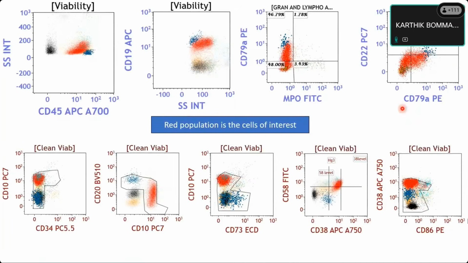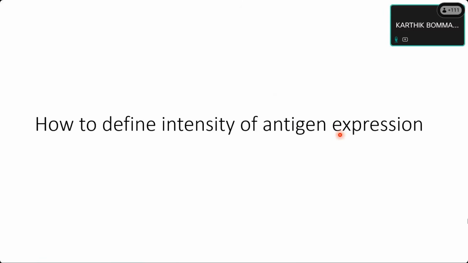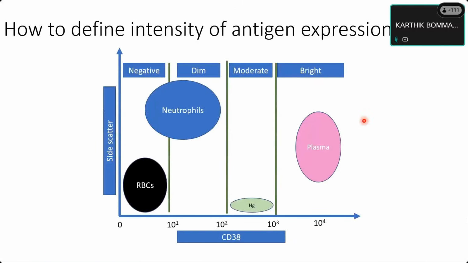Right. So the red population is the cells of interest. Before going to this, I just want to describe how we identify intensity of antigen expression. You all come across the words like dim, moderate, negative, bright. So what does it mean? Say for example, we'll take CD38. For each antigen, you should know the normal internal positive control and internal negative control. CD38 will be negative in your red blood cells, and CD38 will be brightly expressed in your plasma cells.